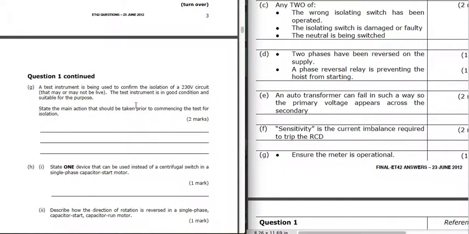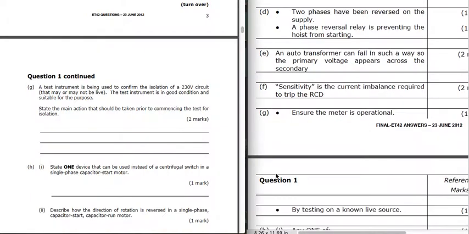Test instrument is being used to confirm isolation. Test instrument is in good condition. What are we going to do before we commence the test for isolation? So what we're going to do is the prove bit of the prove, test, prove. We're going to ensure the meter is operational by testing on a known live source. So you're going to test it on a 230 socket outlet, power point, make sure that it's reading 230.